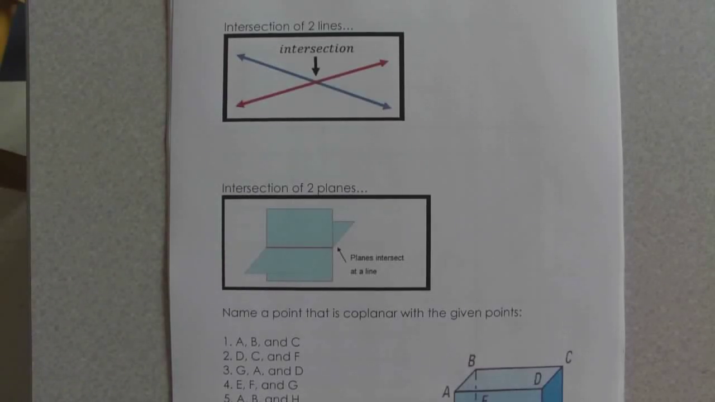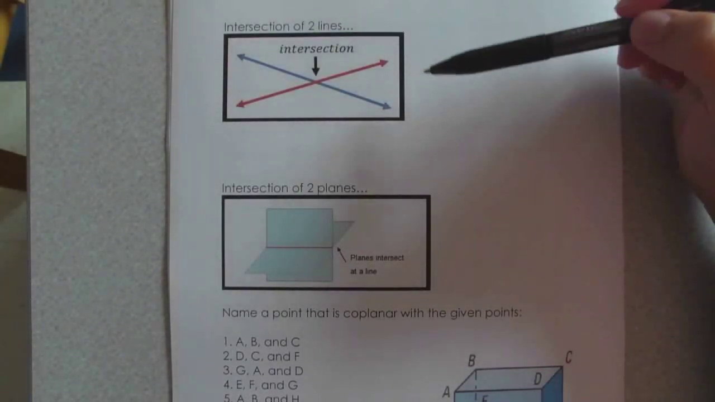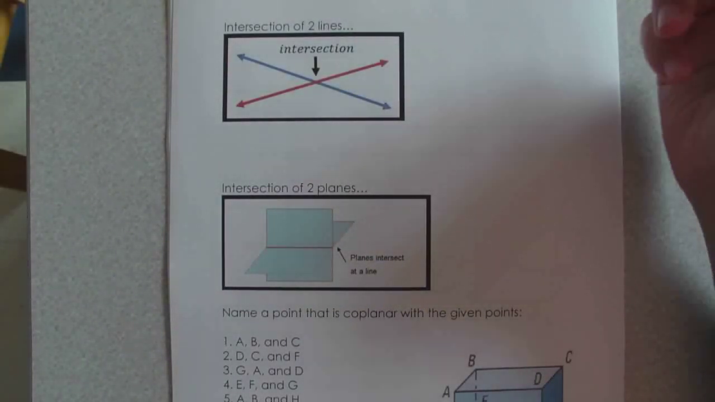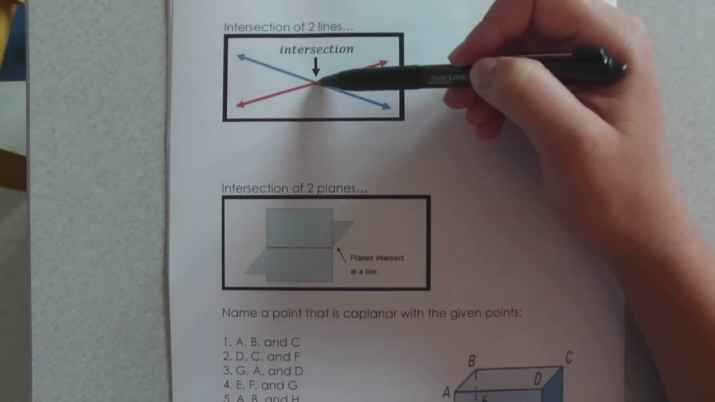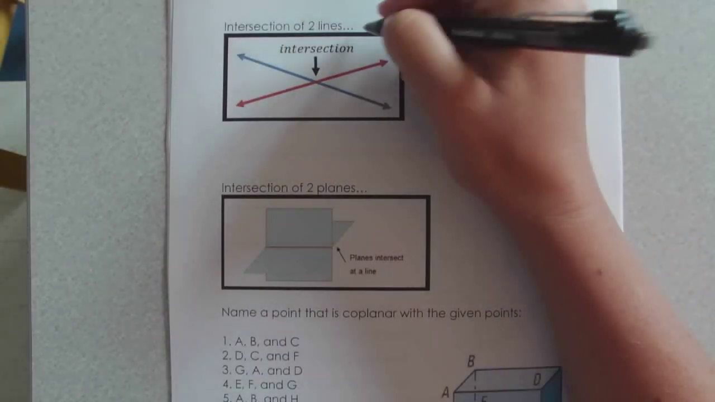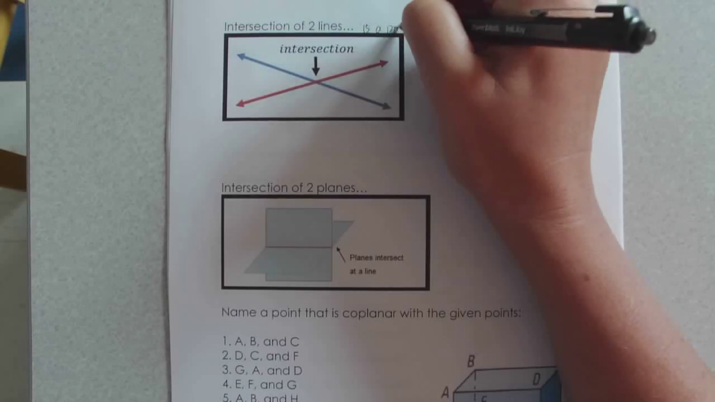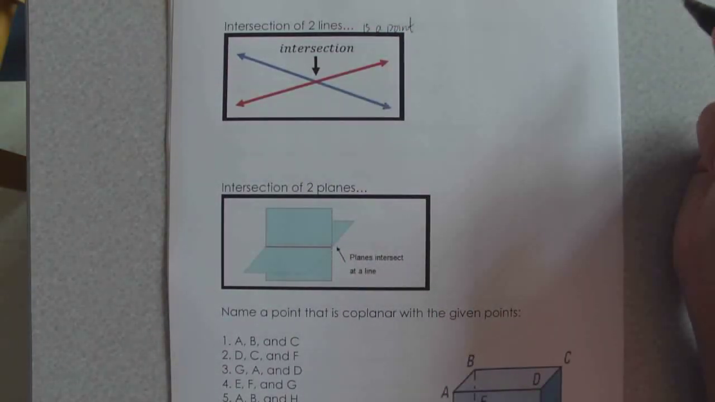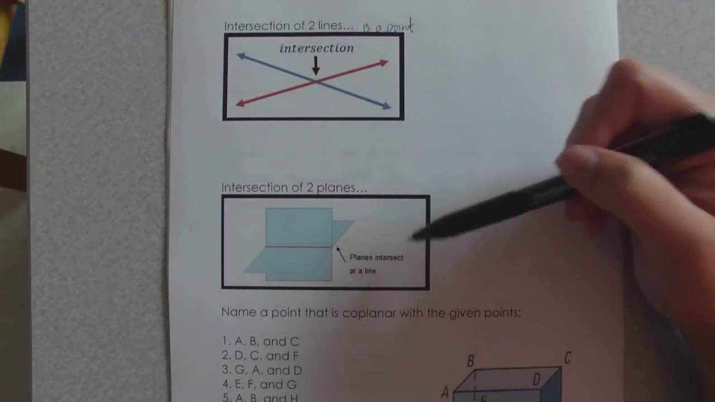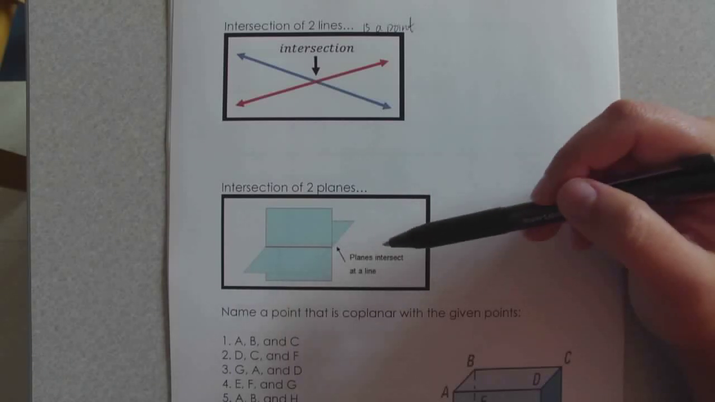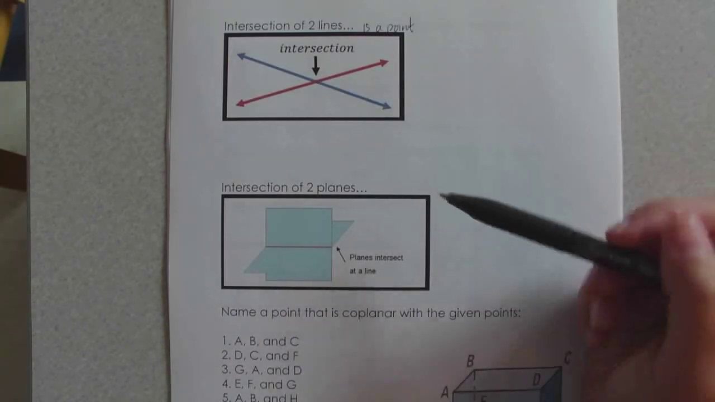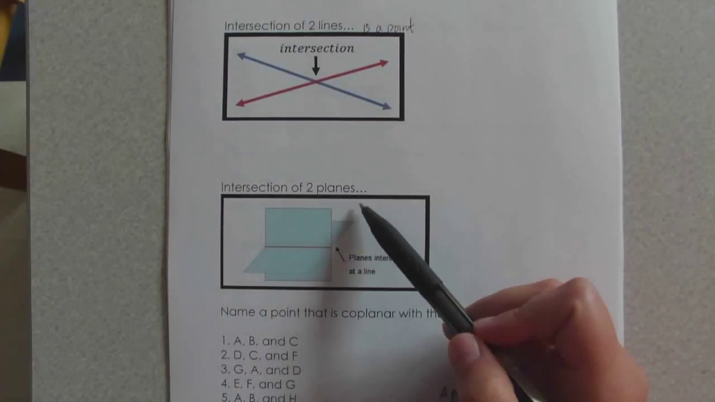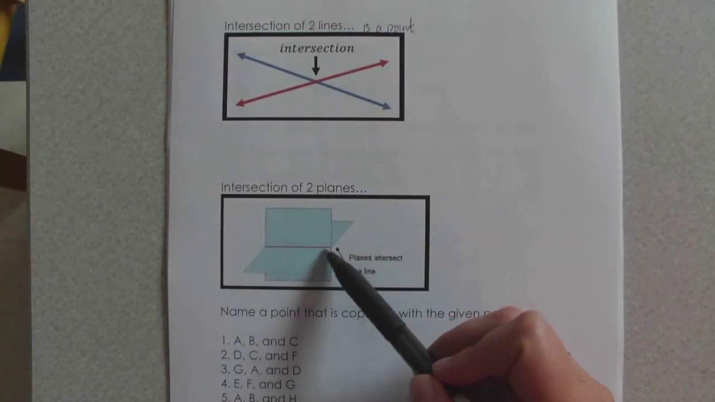Okay, so for the intersection here, you just need to know that when two lines intersect, what they have in common, their intersection, is just a point, right? That point right there is what they would have in common. So the intersection of two lines is a point. Now when two planes intersect, of course we're talking about geometric planes and not fly in the sky planes. Sorry, that's just a little joke that I do. So when these two planes intersect, they just have a line in common.